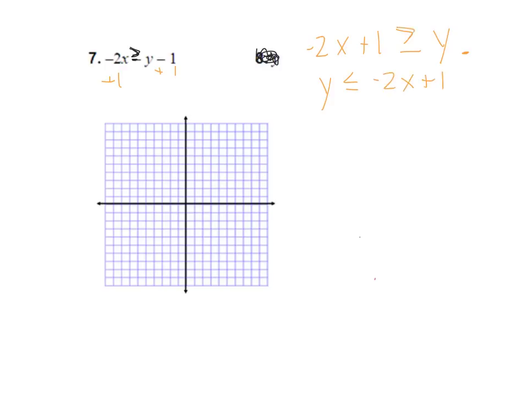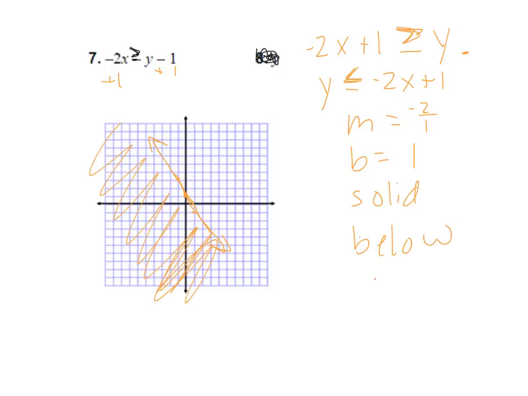And since it's pointing to the y here, you have to make sure when you rewrite it, it's still pointing to the y. So my m is going to be equal to -2, and I'm going to put that over 1 because I like the fraction. My b is 1. It's going to be a solid line, and it's going to be shading below the line. And this is what your graph should look like.